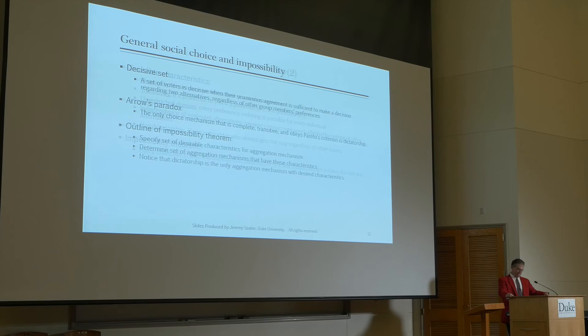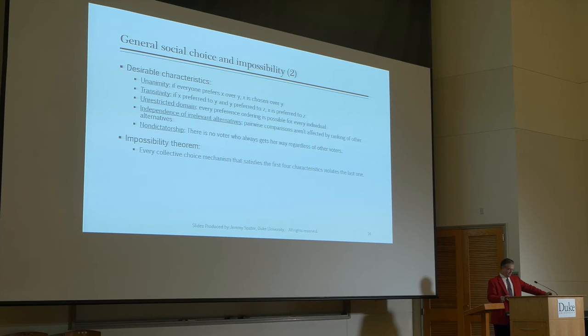Now, more specifically, the desirable characteristics that he laid out were unanimity, transitivity, unrestricted domain, and independence of irrelevant alternatives. The one that seems most confusing is independence of irrelevant alternatives. It's kind of controversial. I'll say more about that in a few minutes.